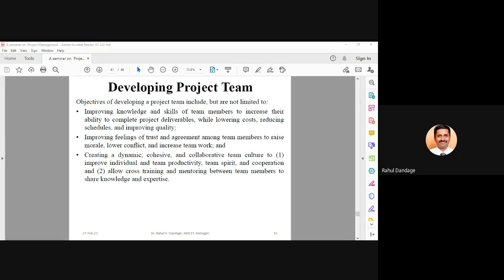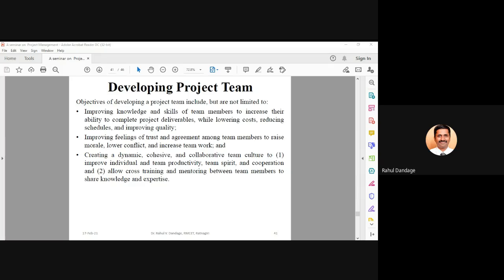This is all for what? To improve the individual and team productivity, team spirit, and cooperation. So if we can inculcate this kind of team culture, that is definitely going to improve the individual performance, individual productivity, and as an entire team, the team productivity will also be improved. The team spirit emotion will get generated, and team spirit will again drive the project team for successful projects, and the cooperation among team members will definitely improve.